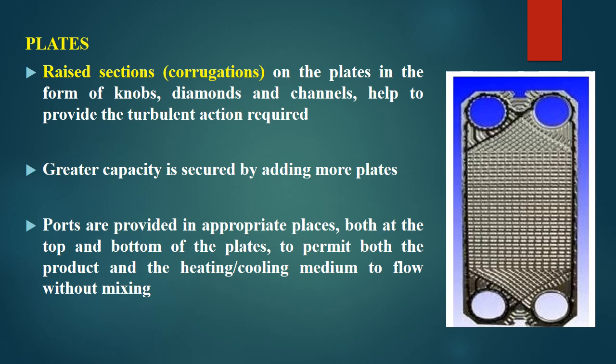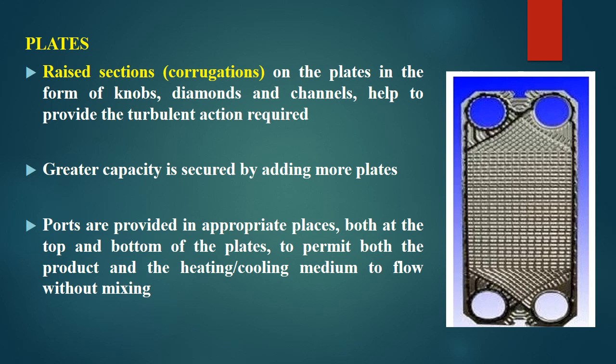So here are some more details of the plates and how they function. These plates have raised sections or corrugations. They are thin stainless steel plates with corrugations in the form of knobs, diamonds or channels, and that helps to provide the turbulent action required for the milk. Because of this corrugation, it gives a large amount of space which helps in fast heat exchange, because the surface area plays an important role for heat exchange.